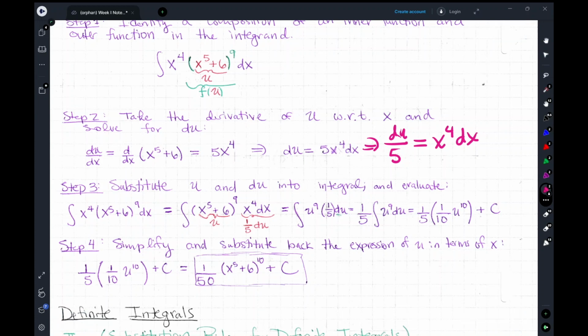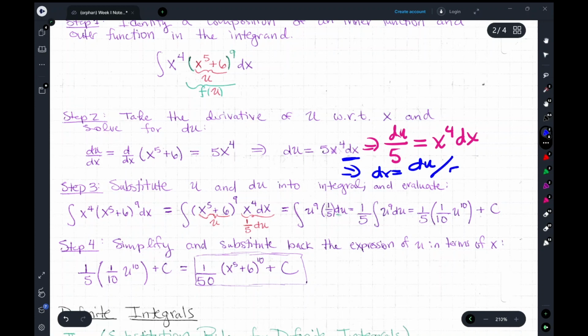Now, I'll tell you guys about another way to sort of get du into the expression. This doesn't always work, but it can be helpful if you're getting stuck with the algebra. I would say just solve for dx, right? If you solve for dx, it is du divided by 5x to the 4th, okay? And then you could plug that into that expression right there for dx, and you can see that the x to the 4th will cancel, okay?